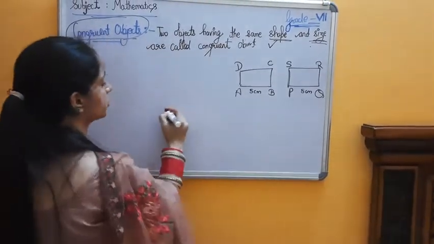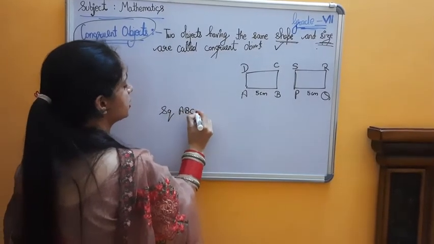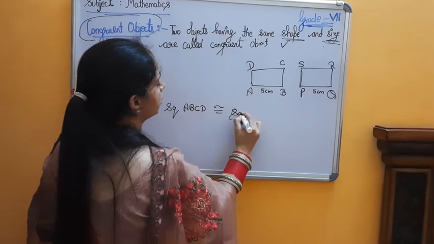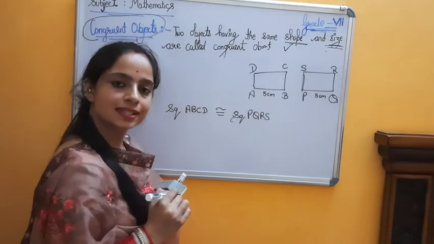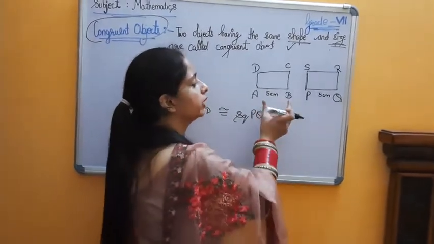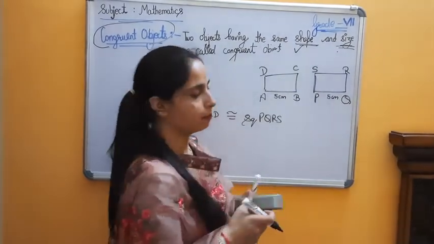So how will we write this one? We will write square ABCD is congruent to square PQRS. Clear? So two squares are congruent when the length of the side is same.